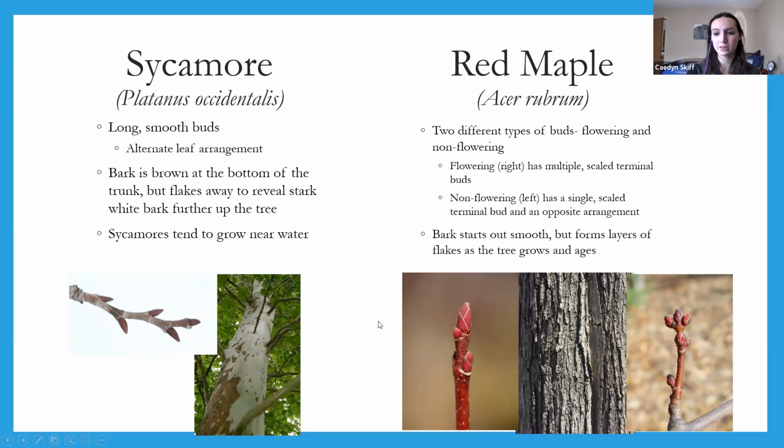With red maples, the bark starts out smooth in young maples, but as the tree gets older, it forms these kind of layered flakes. And that's something that sugar maples also kind of do, but sugar maples have almost wings that start peeling off, like vertical wings as the tree gets older, which is pretty distinctive.